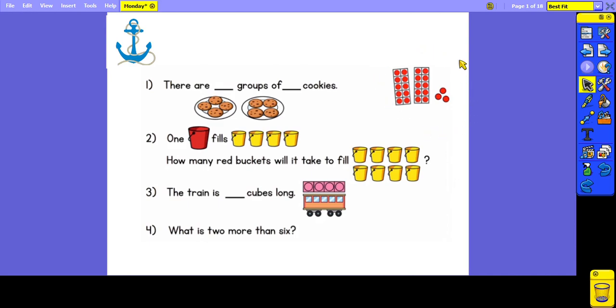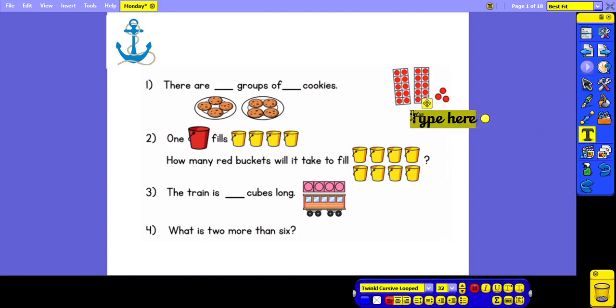Looking at the 10 frames, we've got a complete 10 frame here with a value of 10, and then we have another 10 here, so 20, and then 1, 2, 3. Altogether, it has a value of 23.